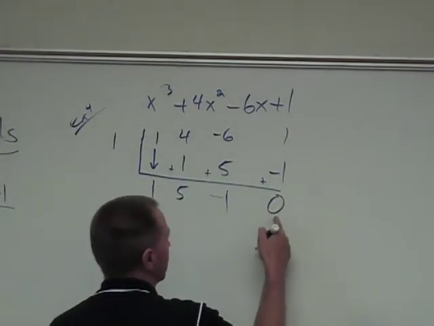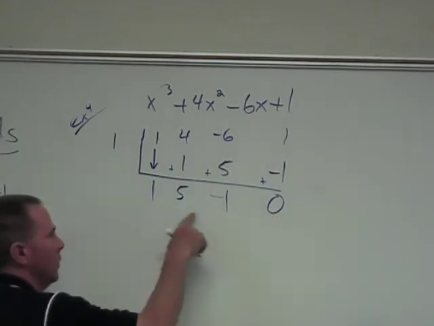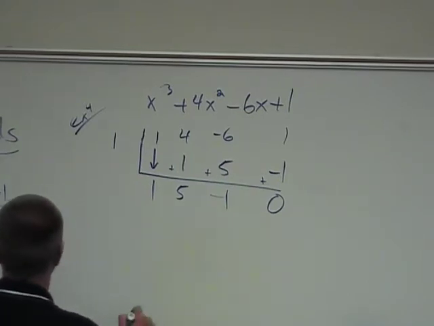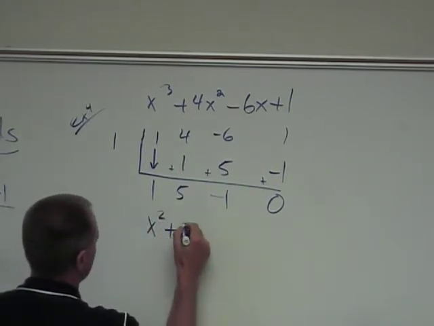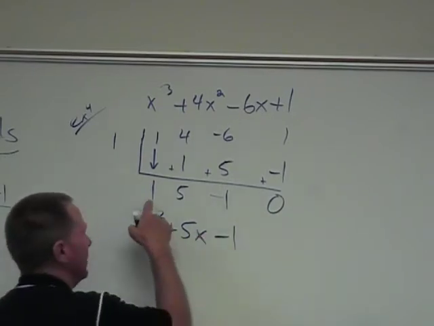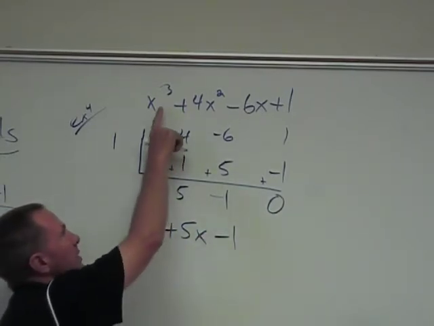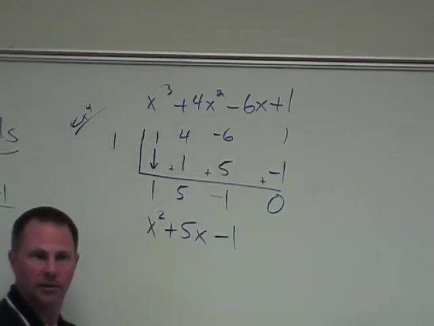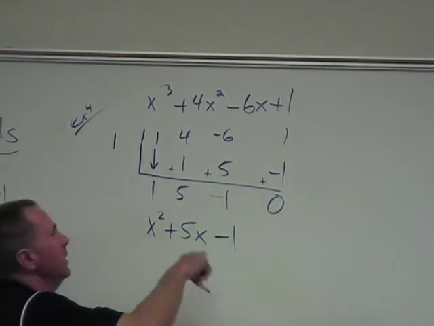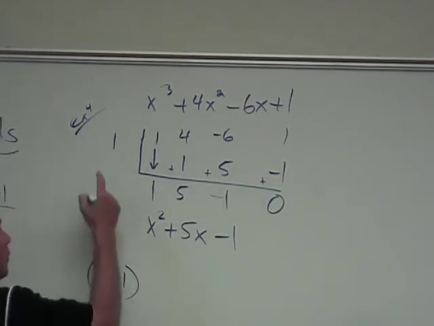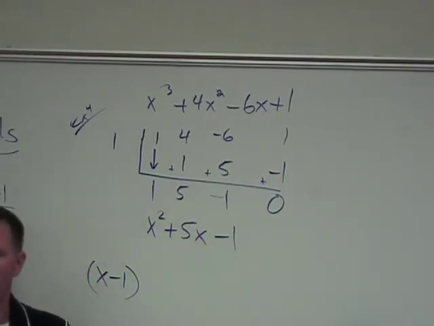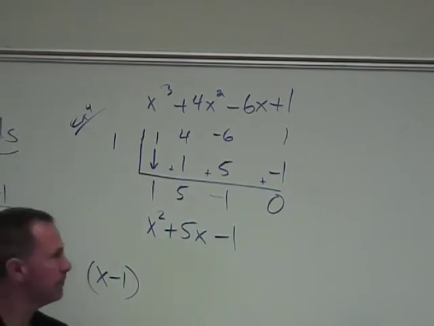0. That's my remainder. My question to you is, what are these? The x squared plus 5x minus 1. This leading number here is always that term with a less degree, 1 less degree. And since this is a 0, we know that x minus 1, or 1, is a 0, and x minus 1 is one of the factored forms.